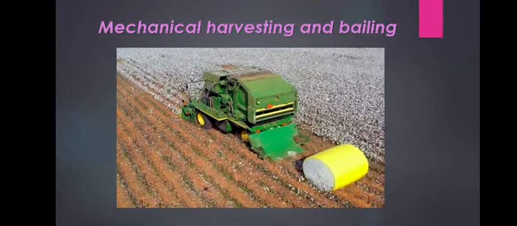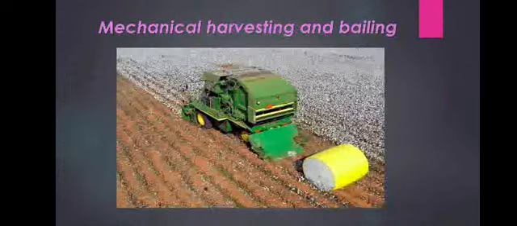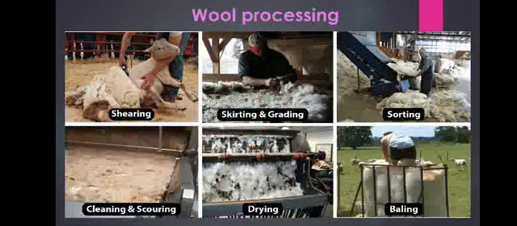And here the complete process, the harvesting, ginning and baling, is a continuous process, and these bales are sent to the spinning mill. This is the cotton processing, and here we get the fibers of the cotton. Then we are moving to the wool processing.